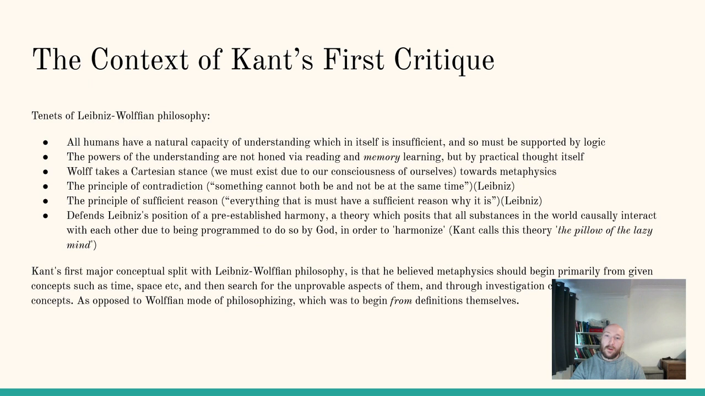Kant's first major conceptual split with Leibniz's Wolffian philosophy is that he believed metaphysics should begin primarily from given concepts, such as time and space, and then search for the unprovable aspects of them. And through investigation, continue to define these concepts, as opposed to the Wolffian mode of philosophizing, which was to begin from definitions themselves. So once again, the definition of transcendental philosophy is: don't begin from definitions, begin from the conditions which allowed us to define them.